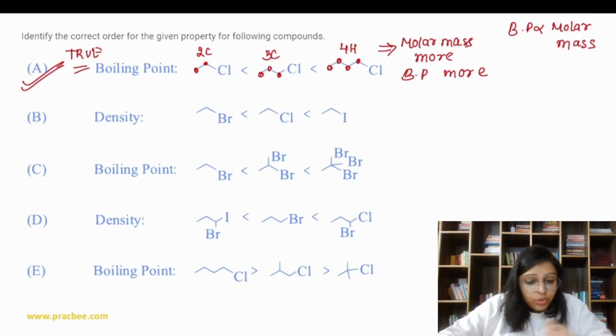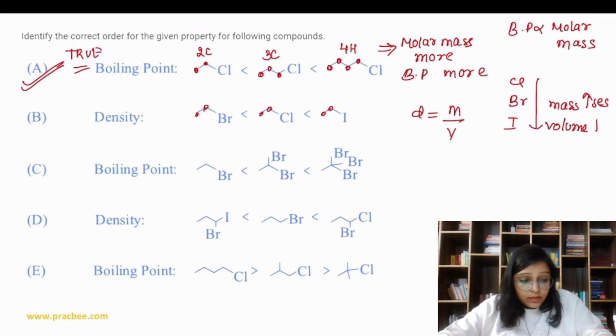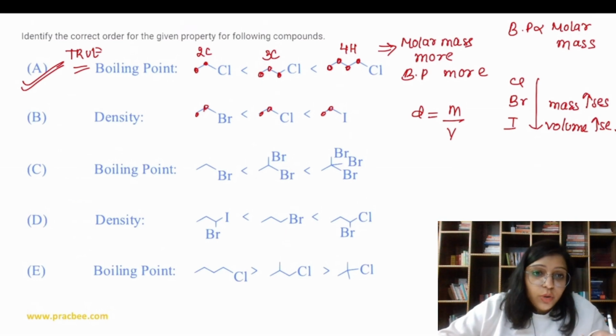So for B1, how to check? So see, 2 carbon, 2 carbon, 2 carbon. Right? 2 carbon, 2 carbon, 2 carbon. Now what we need to check over here, density is equal to mass upon volume. Right? Density is equal to mass upon volume. So if chlorine, bromine and iodine, on moving down the group, mass increases. On moving down the group, mass increases, volume also increases.